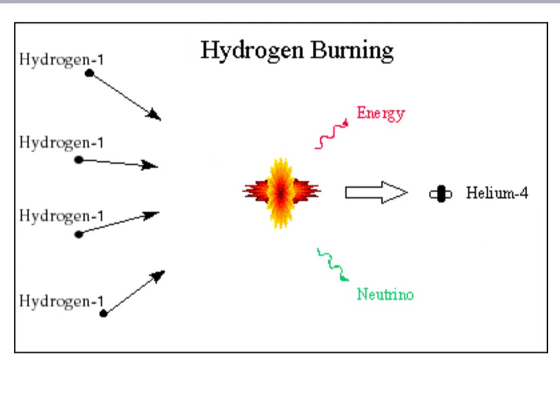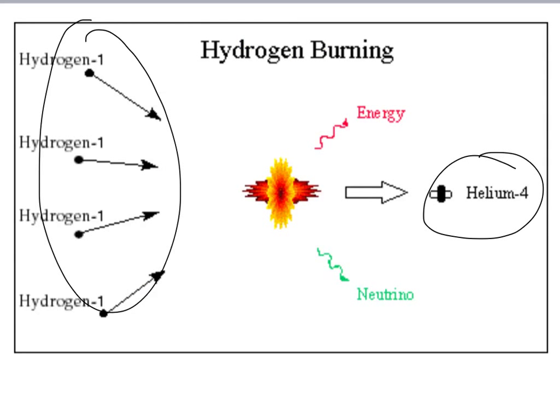So here is a little diagram highlighting what's happening when you have fusion. We begin with 4 hydrogen atoms. It actually begins before that with 2 protons. But here is just the gist of hydrogen burning. You have 4 hydrogen atoms that combine to get helium atoms. And then you have an expenditure of neutrinos.